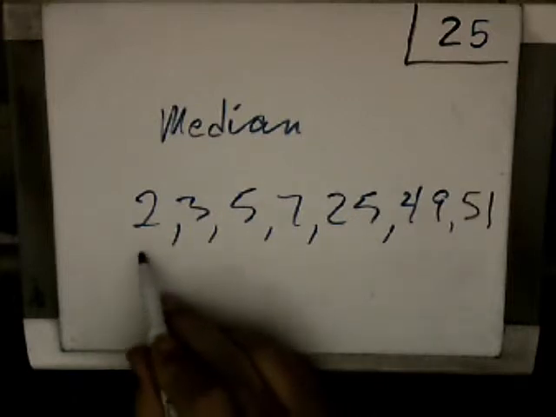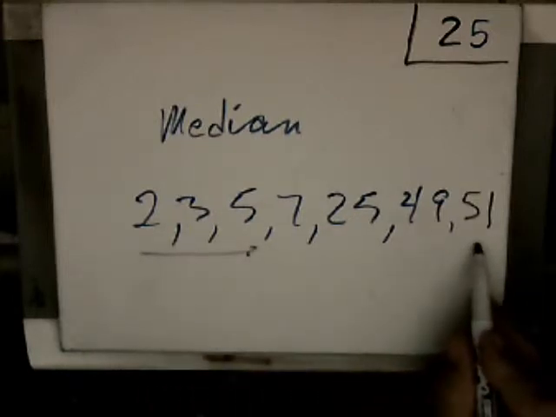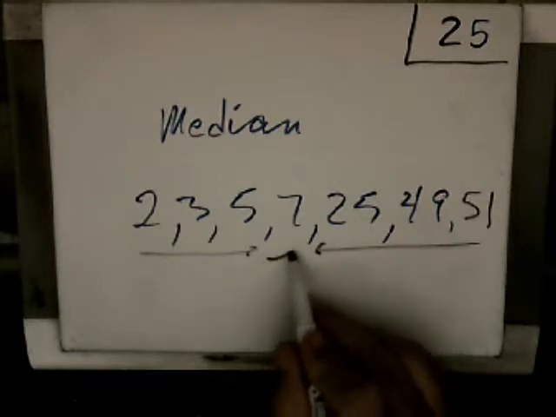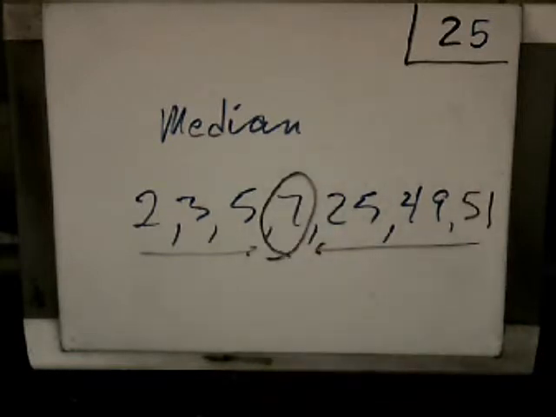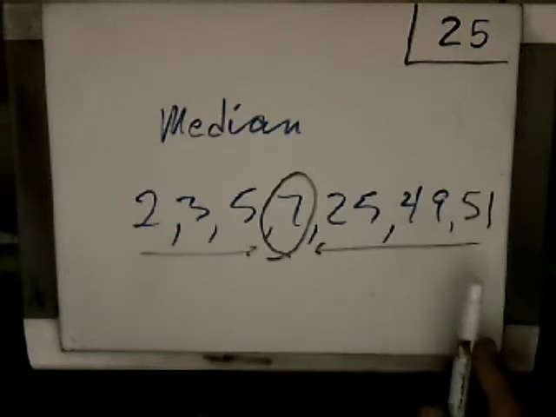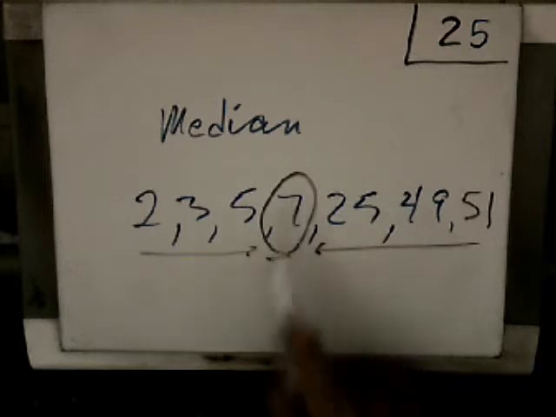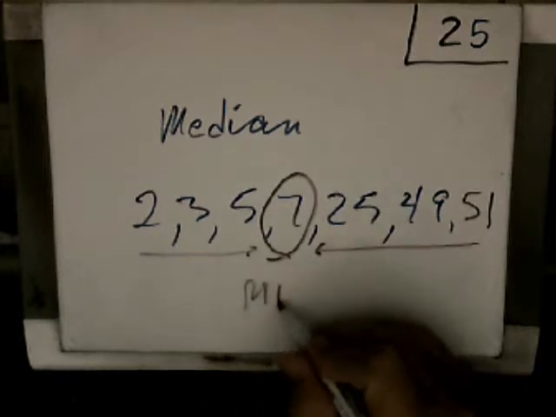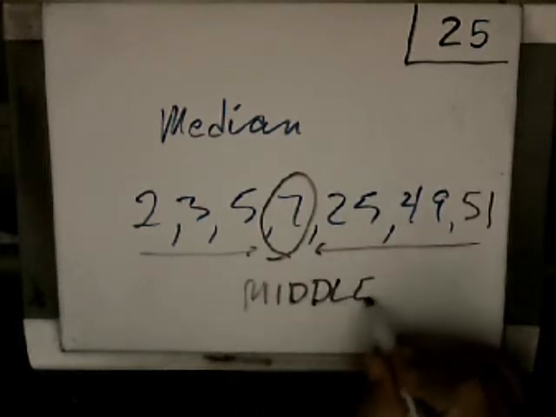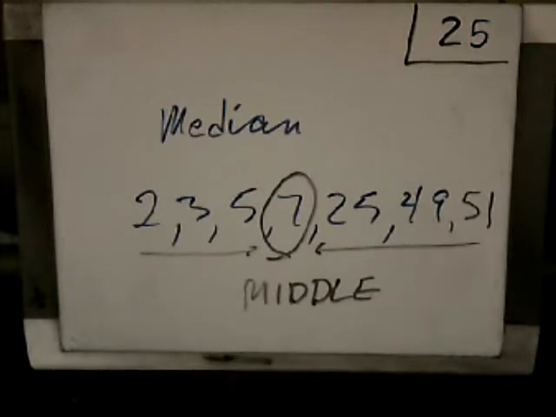So I have 3 numbers this way and 3 numbers this way, and the middle number is my median. Now notice I didn't do any math on this. All I did was put my numbers in order. I didn't add them, I didn't subtract them, I didn't divide them. I just said, well, I have 7 numbers, and the middle number is my median.